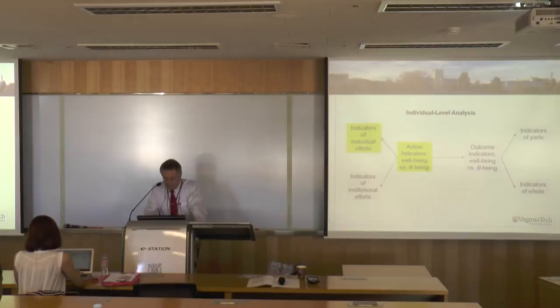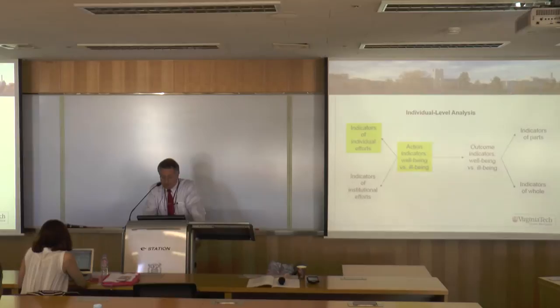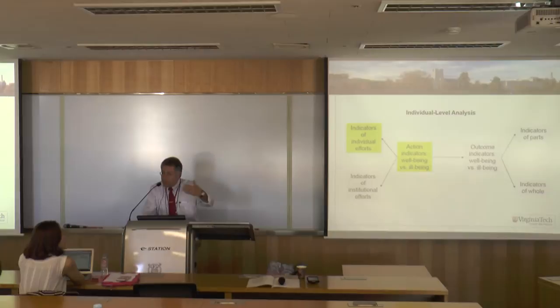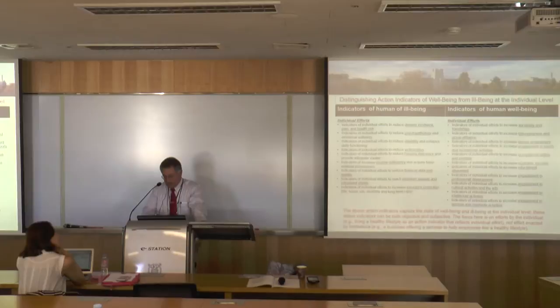So in the context of action indicators, we make the distinction between things that people do in order to help themselves achieve those desired states. So you see that yellow box at the very left-hand side, indicators of individual efforts versus indicators of institutional efforts, that institutions help people, individuals, achieve certain desired states, right? So we want to make a distinction between action indicators based on what people do for themselves versus what institutions do for people, right? Let's see how that is operationalized.